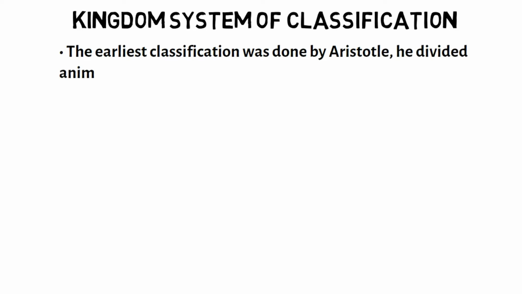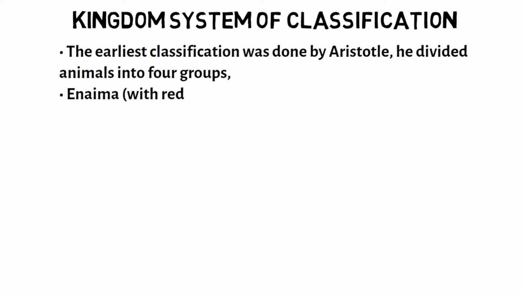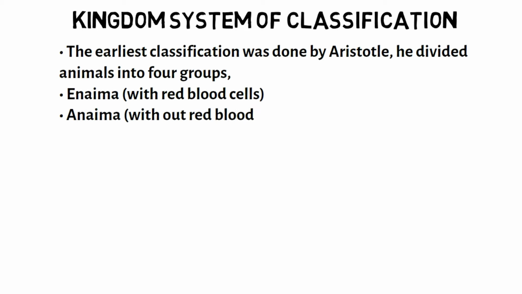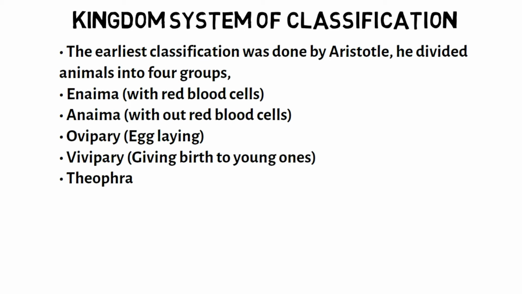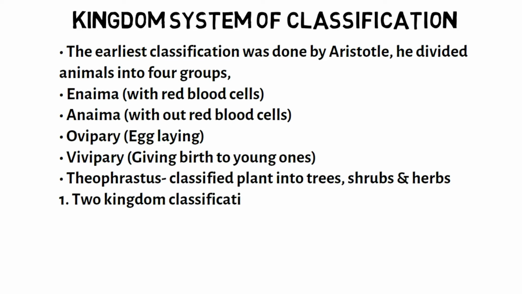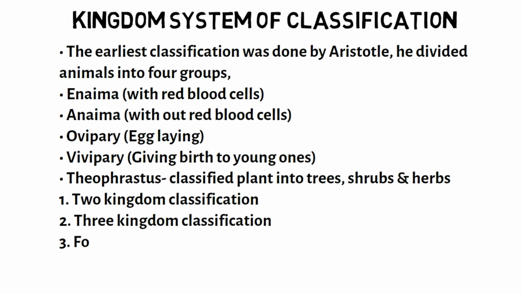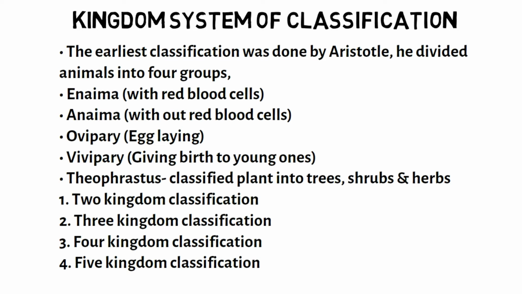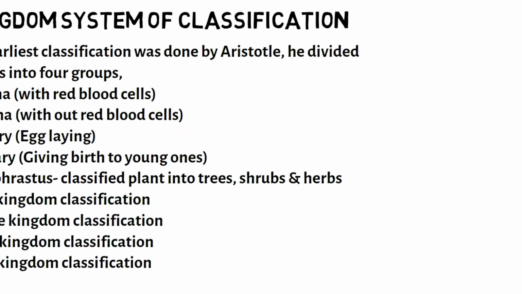Kingdom system of classification. The earliest classification was done by Aristotle. He divided animals into 4 groups: Enaima, with red blood; Anaima, without red blood; Ovipara, egg-laying; Vivipara, giving birth to young ones. Theophrastus classified plants into trees, shrubs and herbs. 1. 2 kingdom classification. 2. 3 kingdom classification. 3. 4 kingdom classification. 4. 5 kingdom classification.